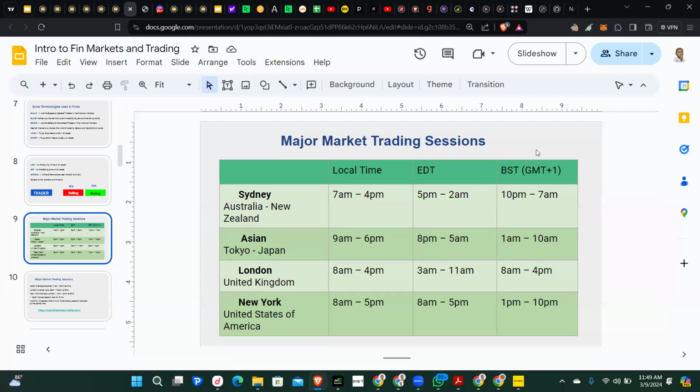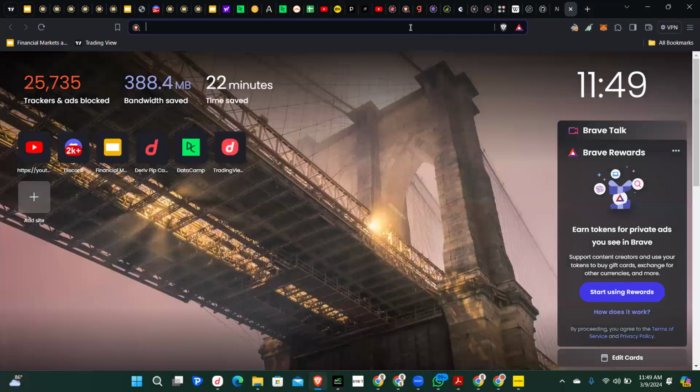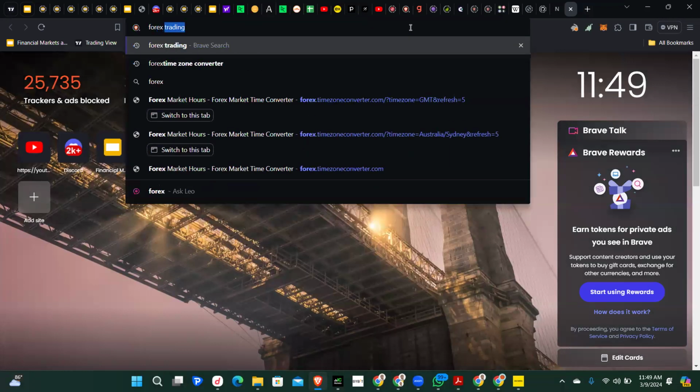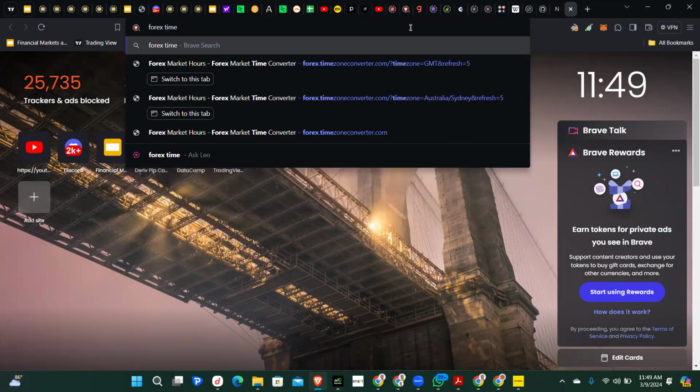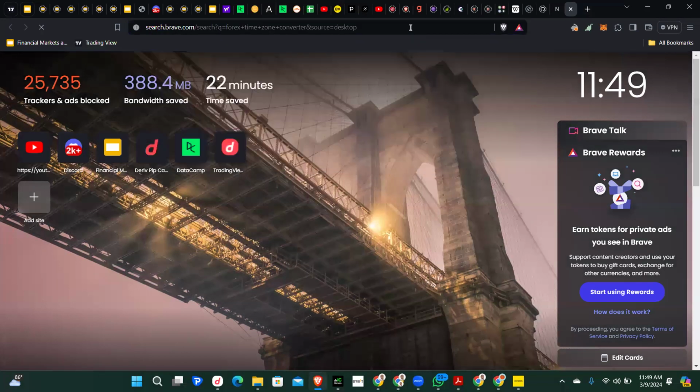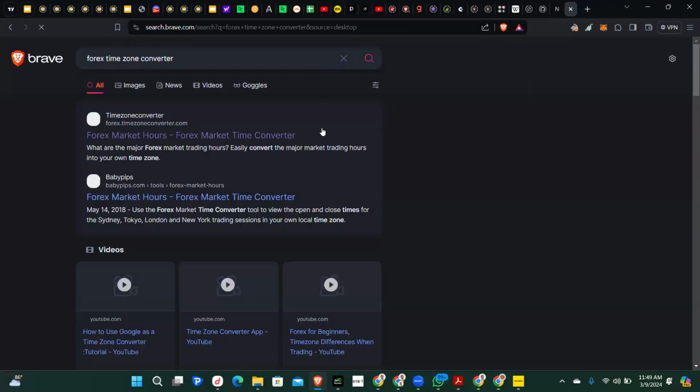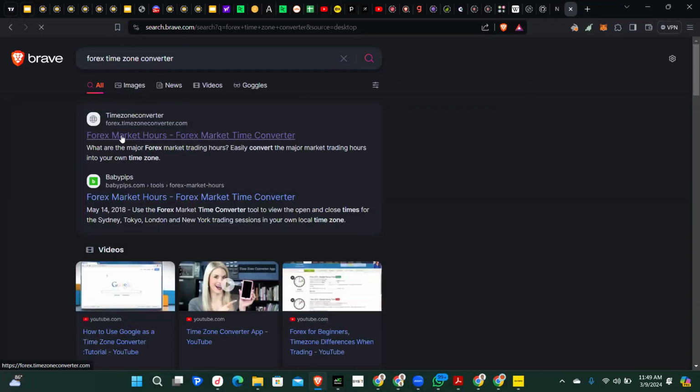Now, take for instance, maybe tomorrow you travel to a country whose time zone is not in this particular chart I'm showing you. You can make use of this website. Just Google Forex time zone converter. When you Google it, open the first one, the time zone converter.